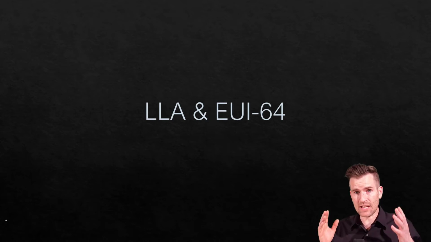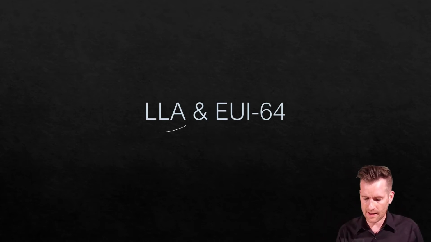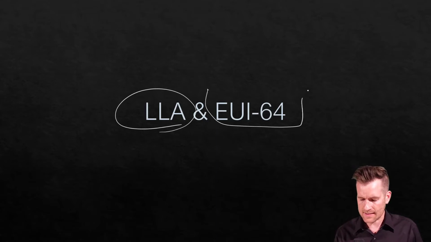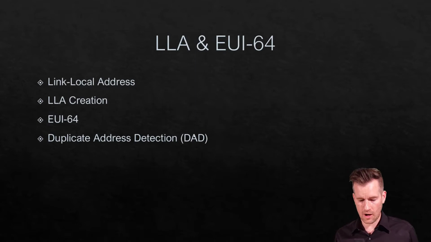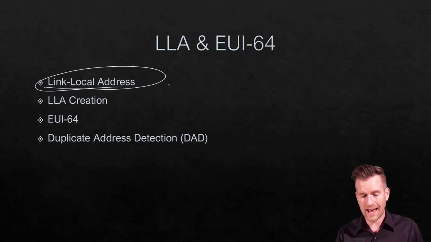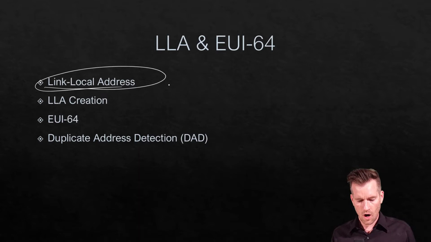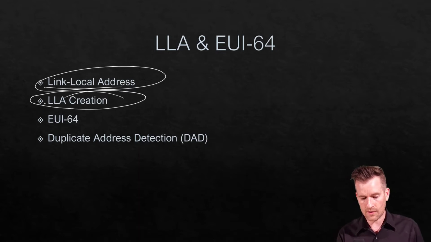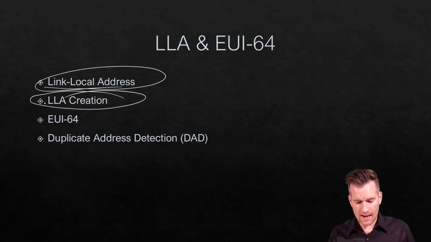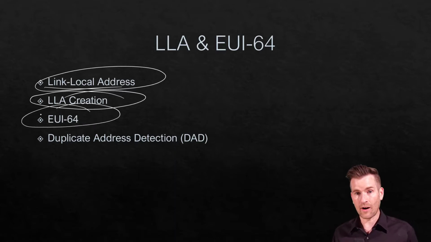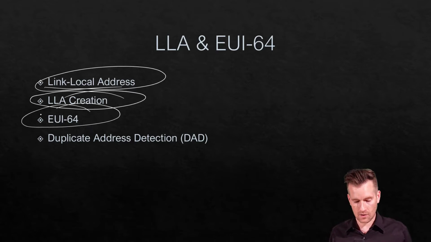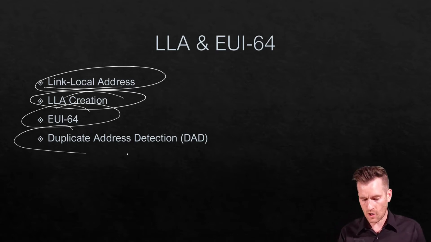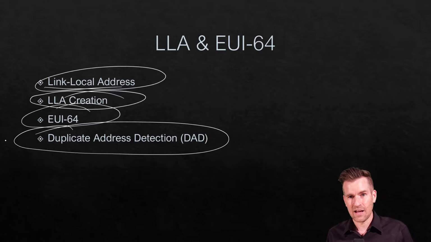Let's take a deeper dive into the link local address and EUI-64 and the relationship between those two. In this video, we're going to be talking about link local addresses and what they're used for. We're going to talk about how the link local address is created, and we're going to talk about EUI-64 and what role it plays in creating these link local addresses. And then finally, we're going to talk about DAD, which is duplicate address detection.